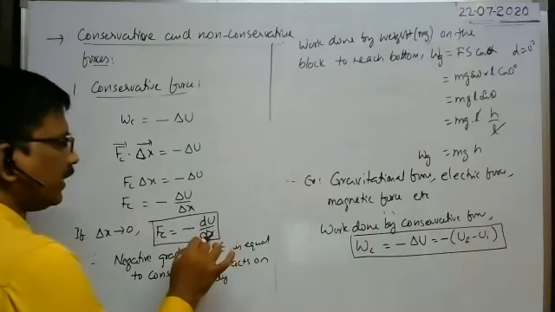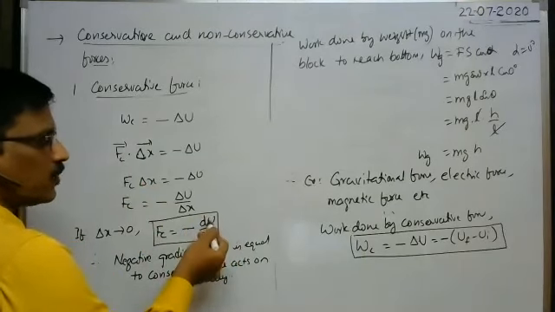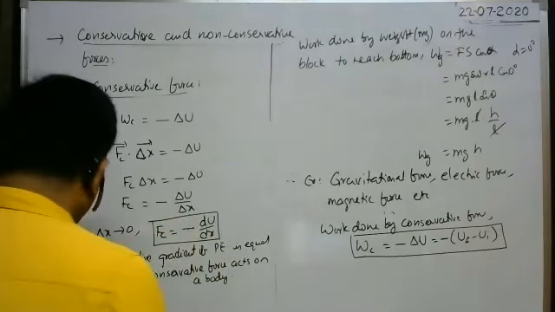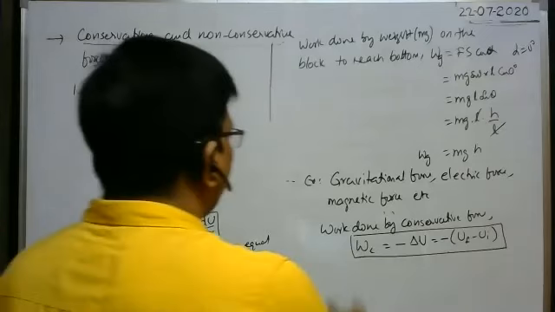Suppose if you write dU by dt, that is called the rate of change of the potential energy. dU by dx means that is the gradient of potential energy. That is the difference. Okay. In mathematics, I said, I think, rate measure.